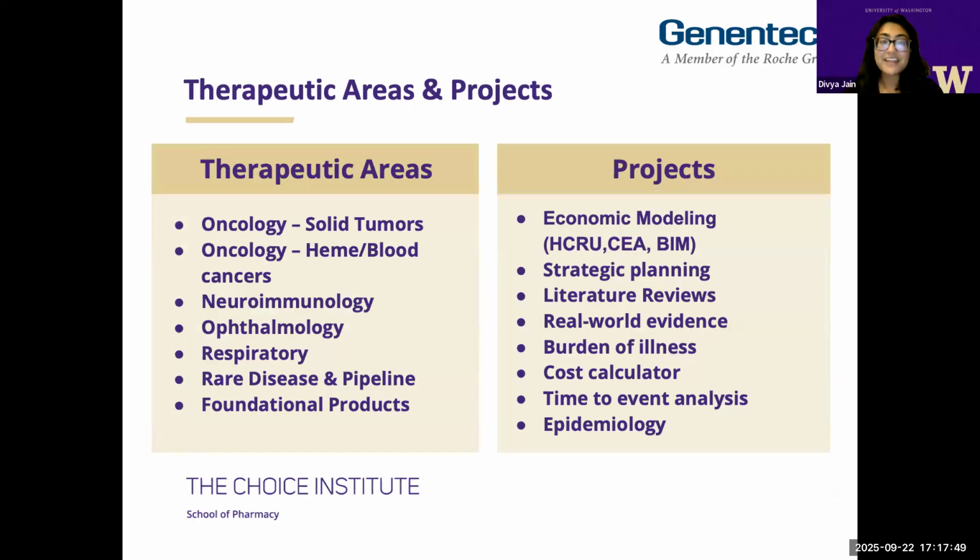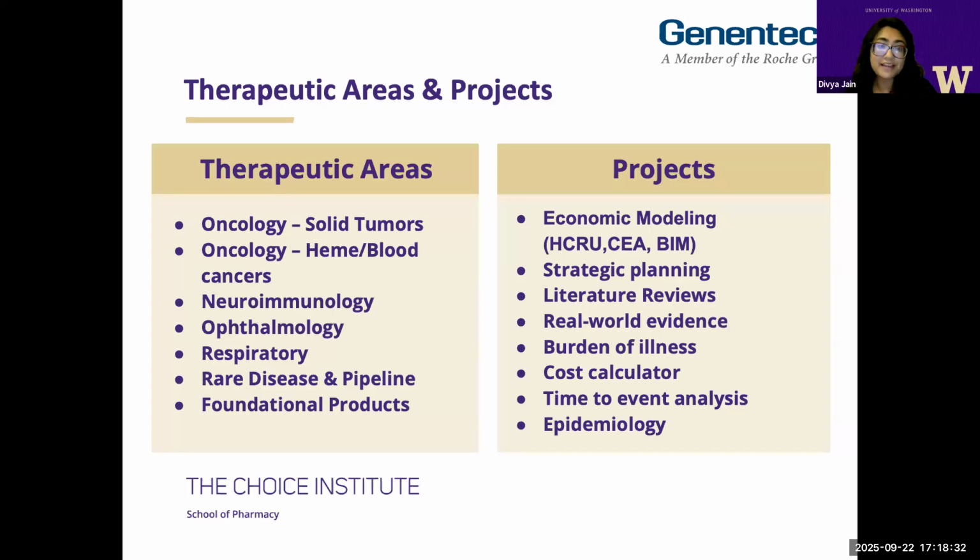Hi, everyone. I'm Divya, the other Genentech fellow. So we're both out here in South San Francisco, and the HEOR department at Genentech is split into oncology and non-oncology. And so Nissen is the oncology fellow, and so he has solid tumors and heme cancers. I'm the non-oncology fellow, so I get everything else, which includes neuroimmunology, which is mainly multiple sclerosis, ophthalmology, which is products such as Vabysmo, respiratory for asthma and COPD. We also have rare disease and pipeline and foundational products like Tenecteplase.